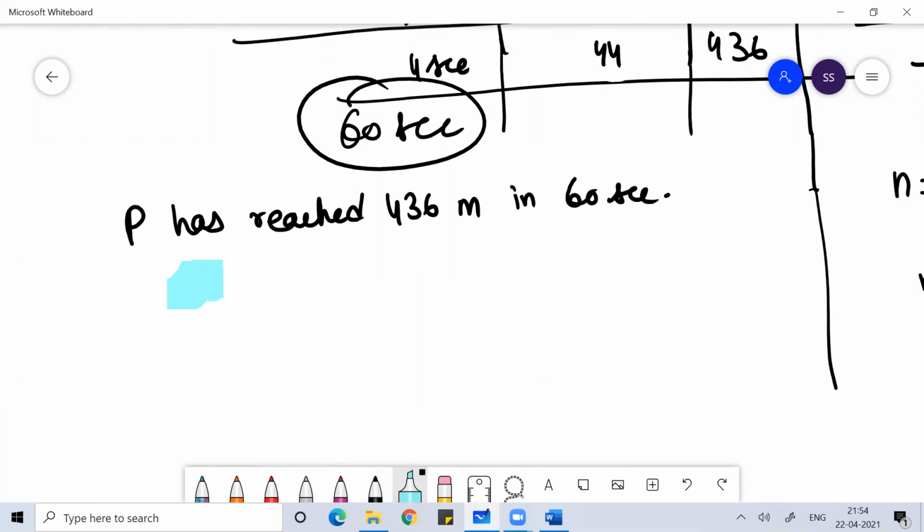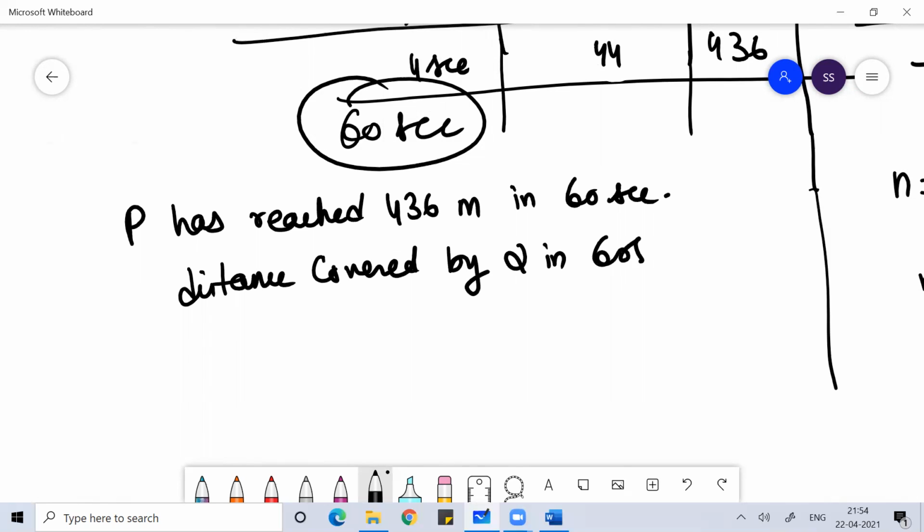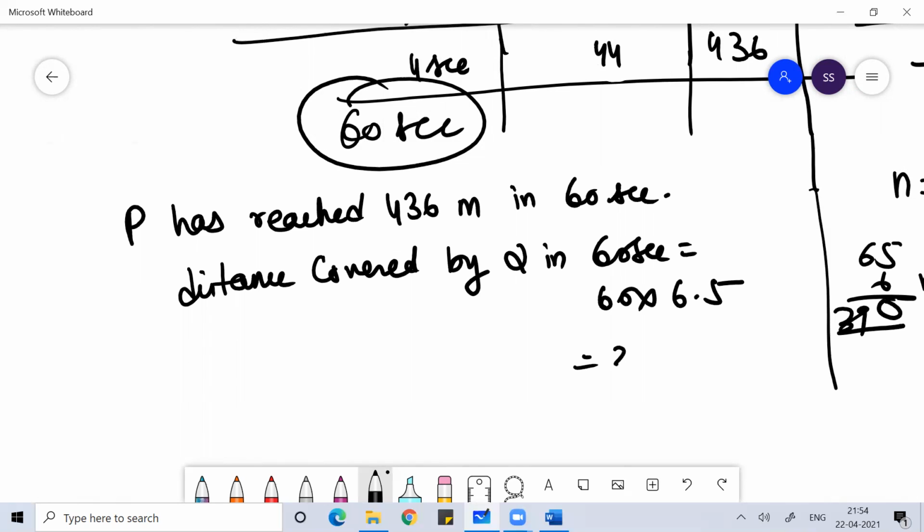So the distance covered by Q in 60 seconds would be 60 into 6.5. That is 60 into 6.5, 6 sixes are 36... so that is 390 meter.